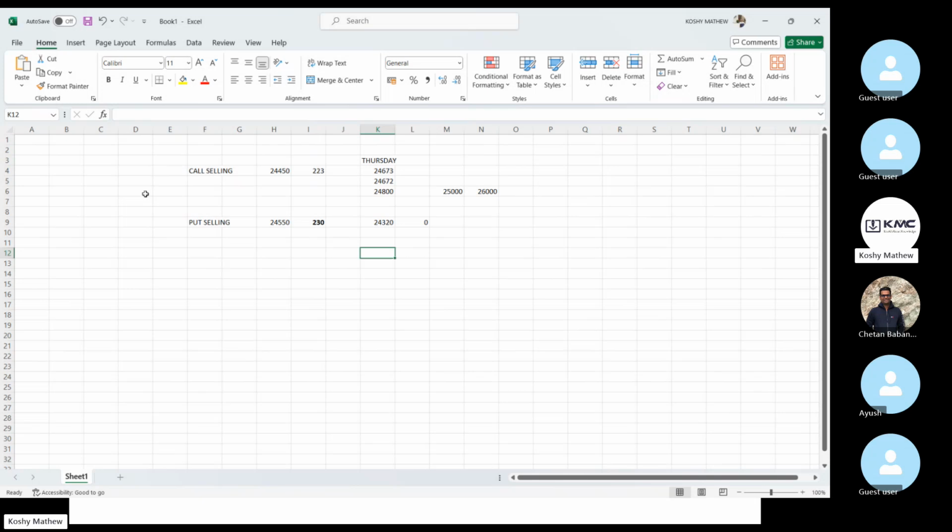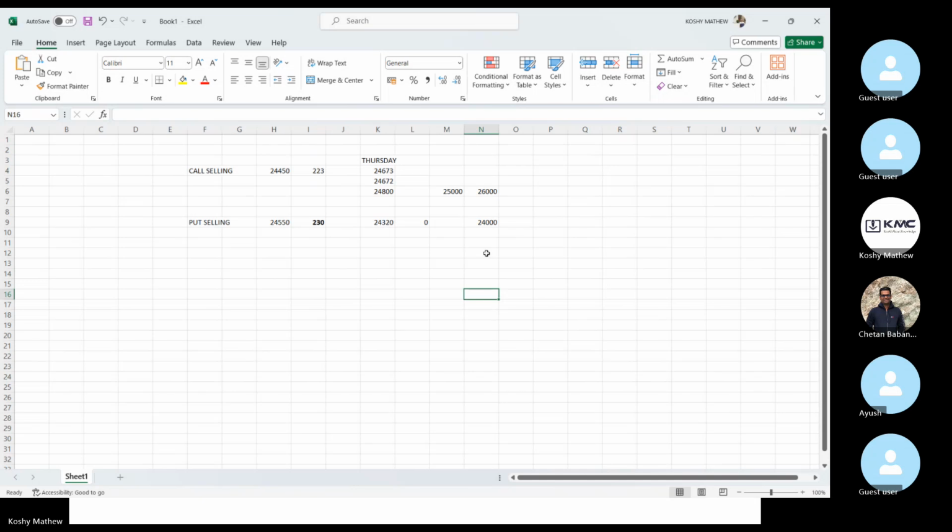This is the difference between a call seller versus a call buyer, and a put seller versus a put buyer. A put buyer has limited liability. His liability is limited to the premium he is paying. But for a put seller, liability is unlimited. For example, if instead of 24,320, Nifty closed at 24,000, the put seller will be making a huge loss. All right.